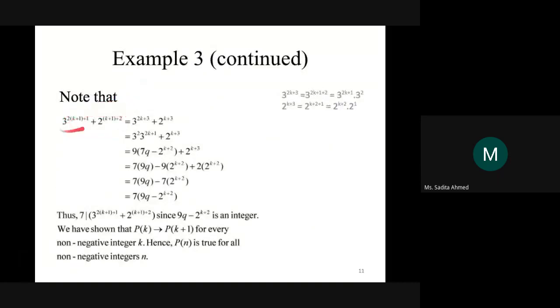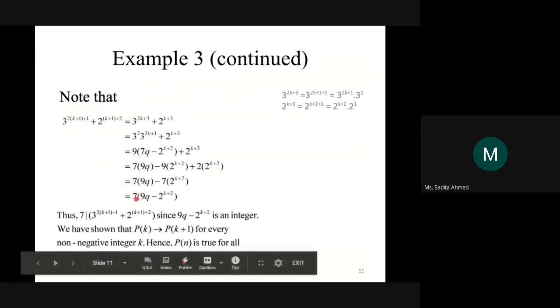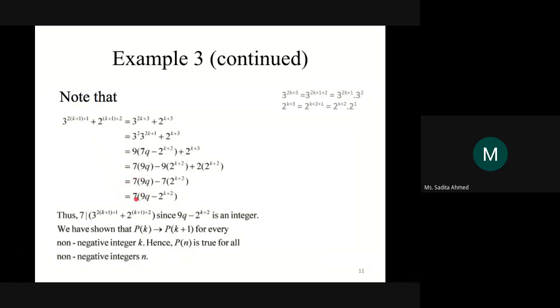If I can bring 7 out as a factor in this term, I can right away say that this term is divisible by 7, or any multiple of 7 for that matter. For example, if there were 14 here instead of 7, we could still say that this term is divisible by 7.